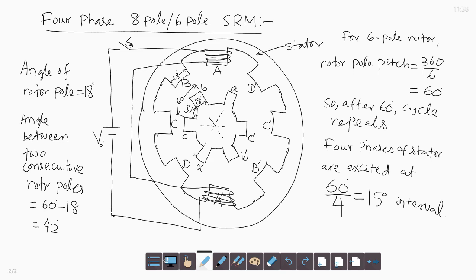1, 2, 3, 4, 5, 6, okay, 60 degree. So, this is the construction. Now, with this arrangement where the rotor pole length is 18 degree and the angle between two consecutive rotor poles is 42 degree, let us see how the inductance of the system varies with rotor angle.